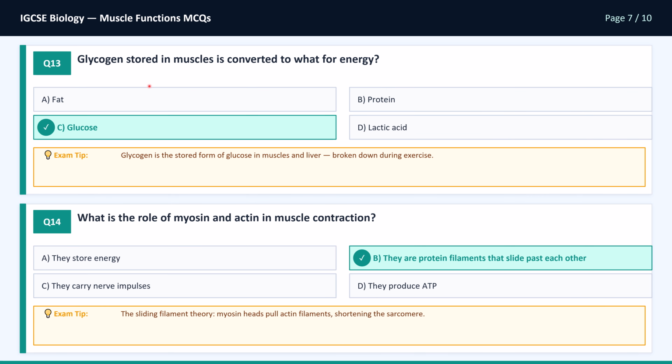Question 13. Glycogen stored in muscles is converted to what for energy? Option A, fat. Option B, protein. Option C, glucose. Option D, lactic acid. The correct option is option C, glucose. Exam tip: glycogen is the stored form of glucose in muscles and liver, broken down during exercise.